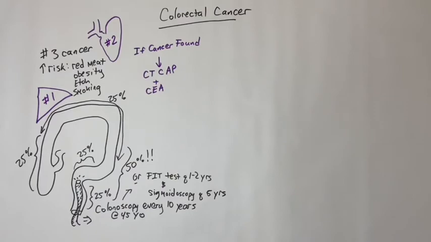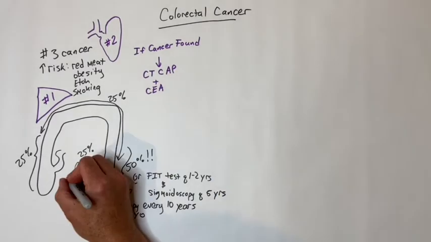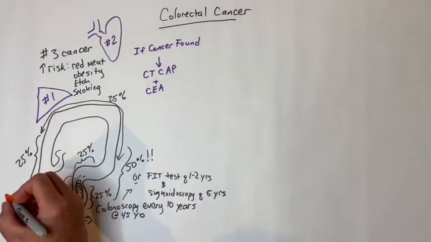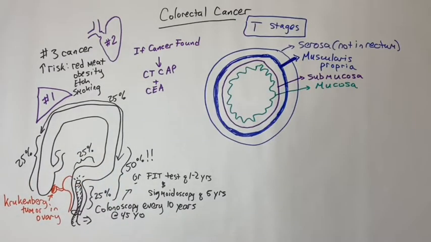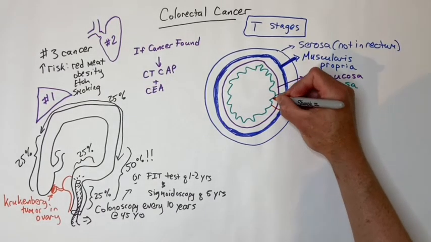Drop metastasis to the ovary is common and are called Krukenberg tumors. Removing the ovaries prophylactically in postmenopausal women is not a bad idea. The T stages for colon and rectal cancer are essentially the same.